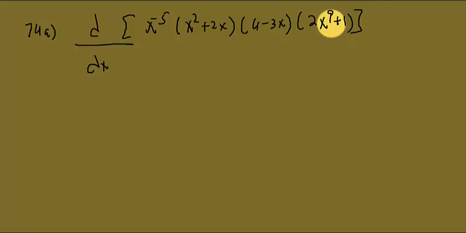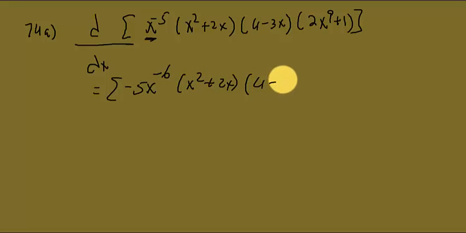We can multiply all this out and then take a derivative of this function, or there's an easy way. This time it's probably just easier to not do the algebra and just take the derivative. How do you do that? You take the derivative of the first factor, which is negative 5x to the negative 6, and you leave the rest of it alone: x squared plus 2x, 4 minus 3x, times 2x to the 9th plus 1, and then plus.